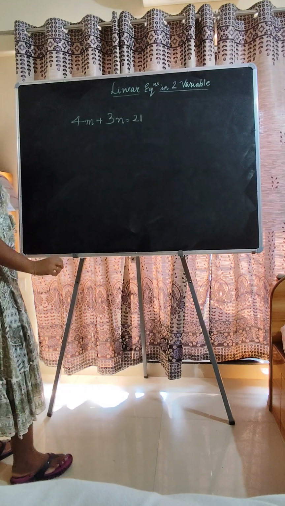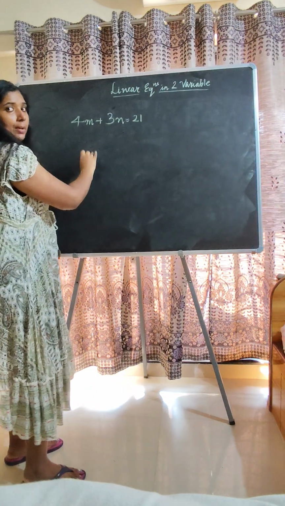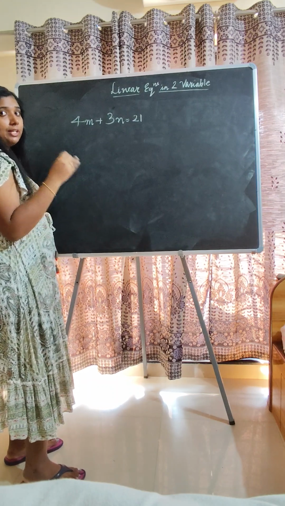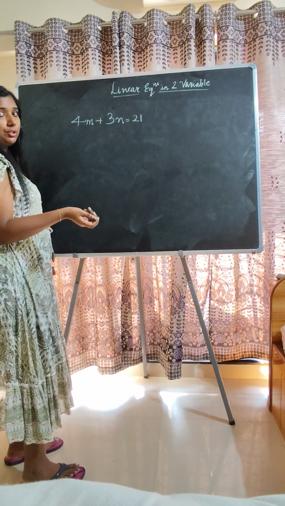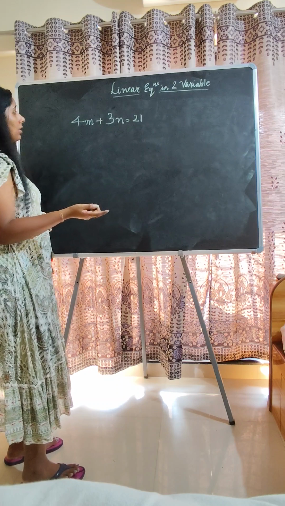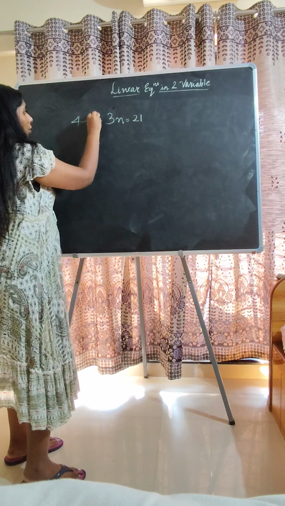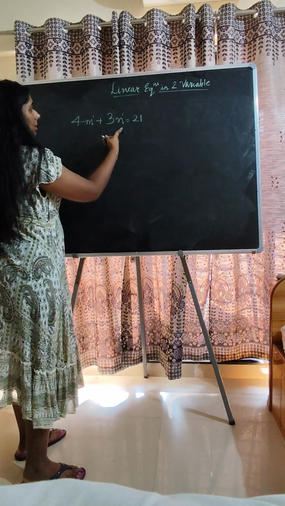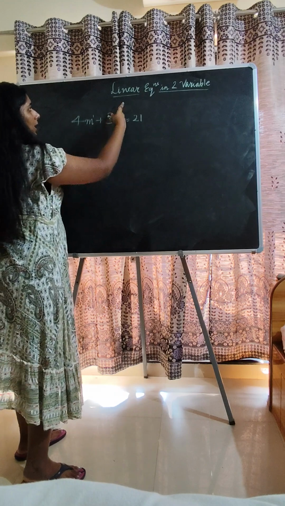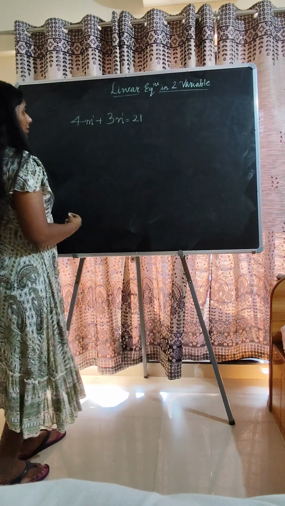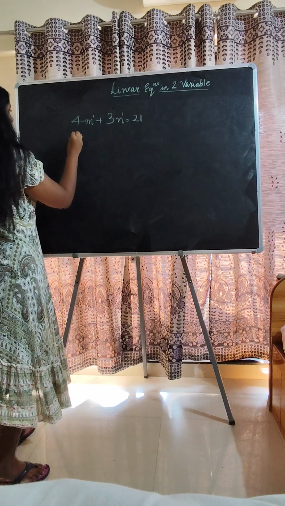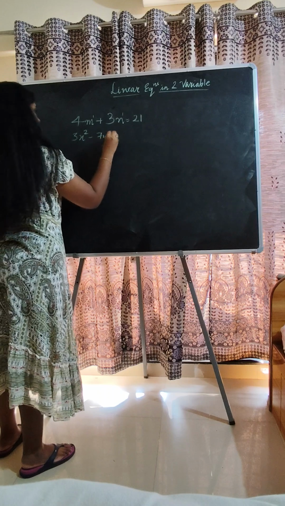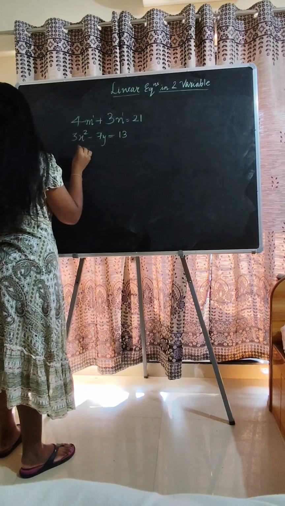Now you have been given an equation 4m plus 3n is equal to 21. You need to identify whether it is a linear equation or not. So how will you identify first? It is a linear equation because the order is 1, and it is a linear equation in two variables m and n. So that's why it's a linear equation in two variables. Next, write down a few of them.